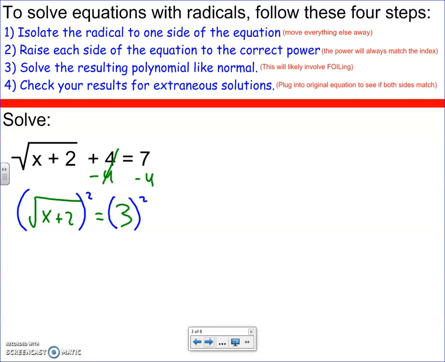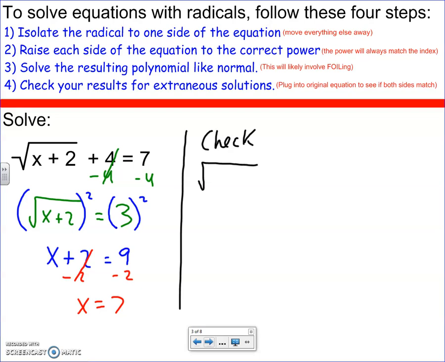Alright, so square root, square power cancels out, just x plus 2. 3 squared is 9. I'm going to solve this like normal. I can subtract 2 from both sides. I get x equals 7. Now before I box it in, I need to check. So I'm going to plug into the original problem. Here's the check.